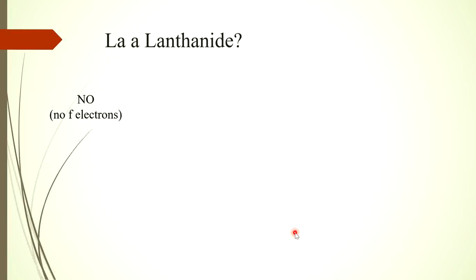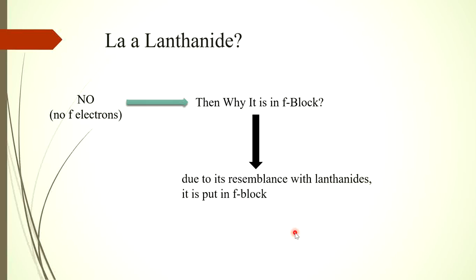Why? Because it is having just one d electron, so it can be regarded as a d block element. But why is it in the f block element though it doesn't have any kind of f electron? Because due to its resemblance with lanthanides, it is put in the f block.